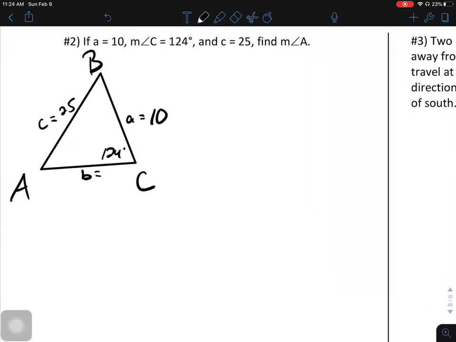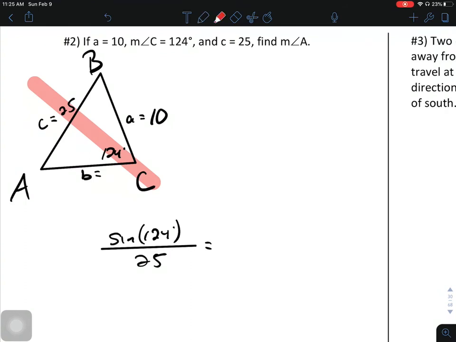So to find the measure of angle A, first we want to ask ourselves, can we use law of sines? The answer is yes, because we have an angle and the side opposite of it. So sine of 124 degrees, it's an ugly 2, over its opposite side, 25, should equal sine of an angle, in this case it's the measure of angle A, over its opposite side, which is 10.